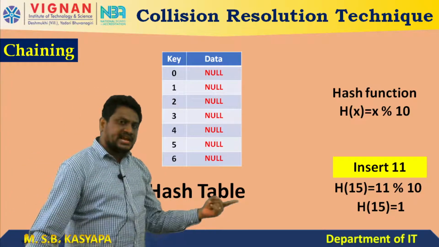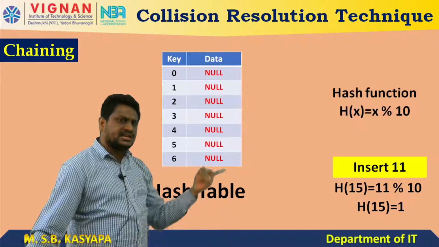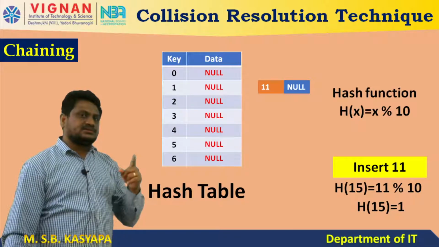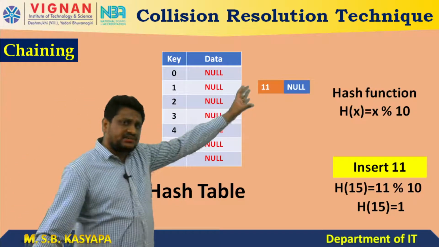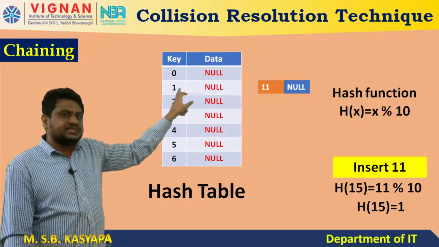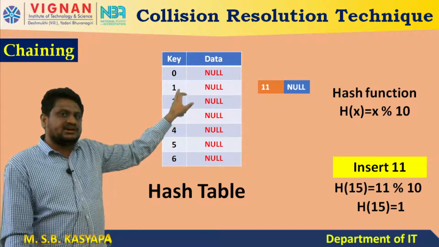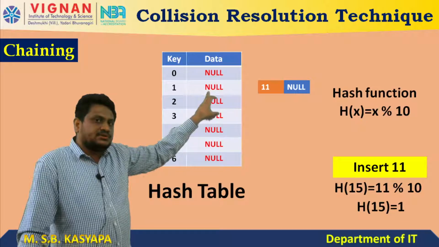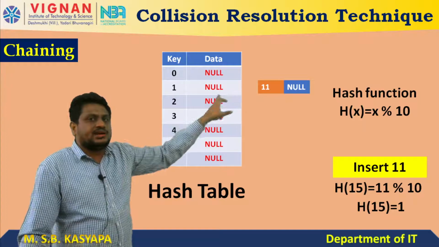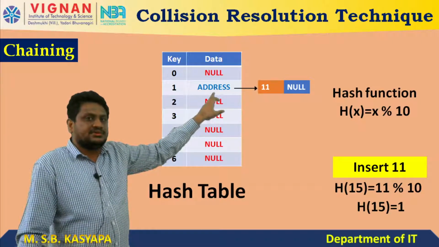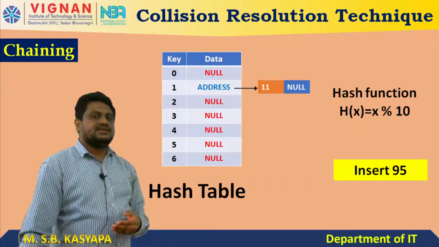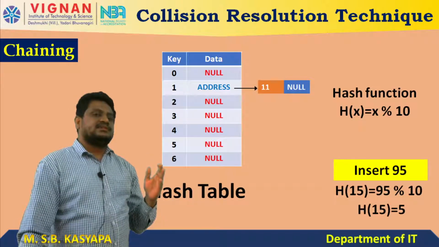Now my data is 11. So with the given data I have to create a node. Now I created a node. So 11 is the new one. Am I right? So that node has to be referred to by 1. Now I am checking whether 1 contains any data or not. Is any data available? No. So it is null. So if it is null, then the new node address will be stored here. Okay. Now again I want to insert 95, as you know the drill. So it will give the remainder 5.